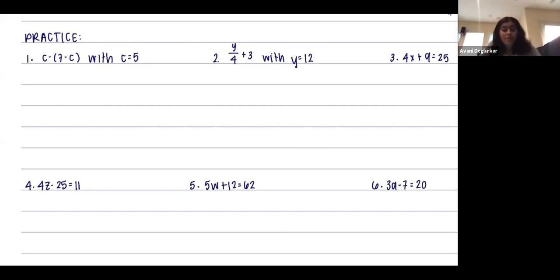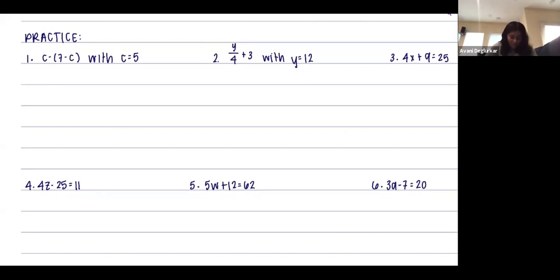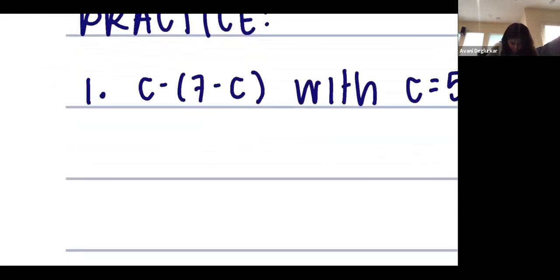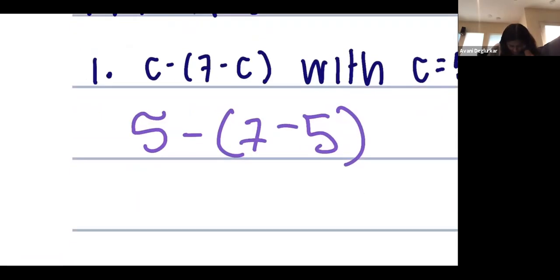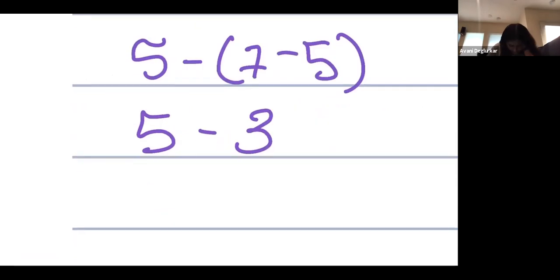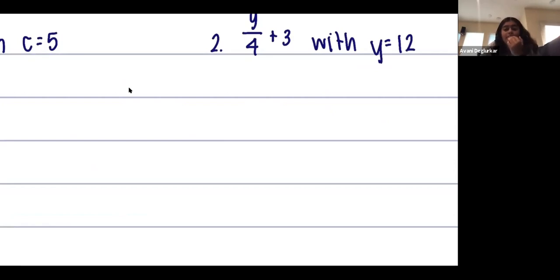Okay, let's go through these. Does anyone think they have the right answer for number 1 and want to explain how they got it? Yeah, go ahead, Vedant. Because 5 minus 2 is 3. Yeah, that's correct. Okay, so we got 5 minus 7 minus 5, and you get 5 minus 3. Do you guys have any questions on that? Anyone?